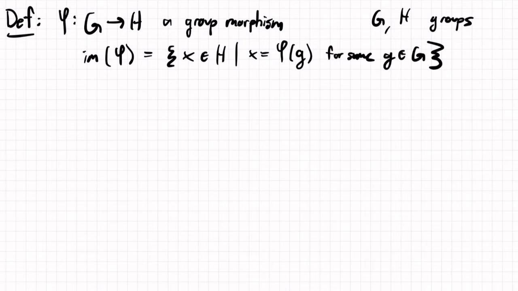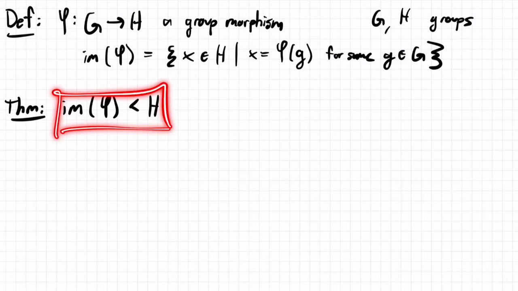And so now here's our little theorem. Maybe it's a lemma, maybe it's a theorem. Our theorem is that the image of phi is a subgroup of H. So how do we prove that something is a subgroup?